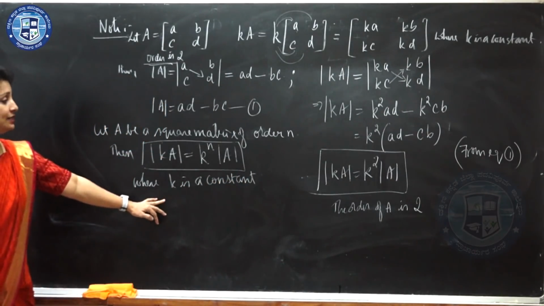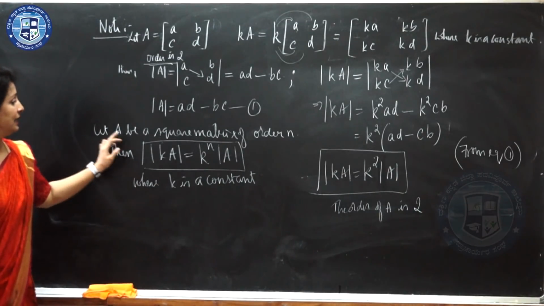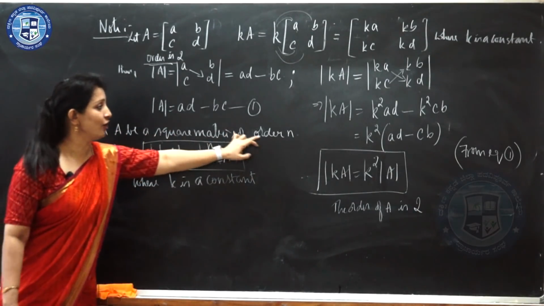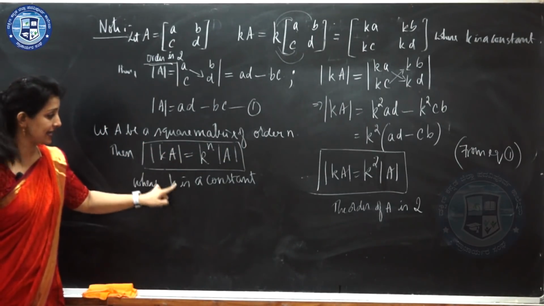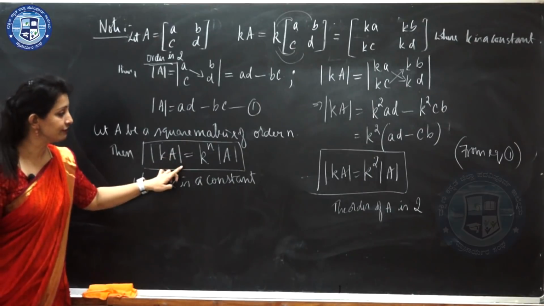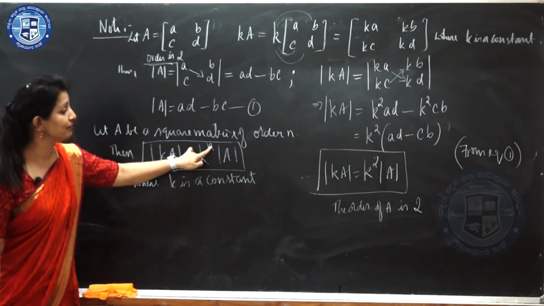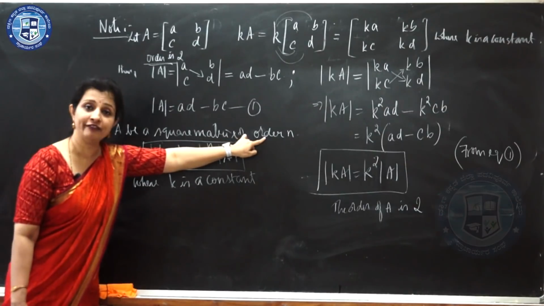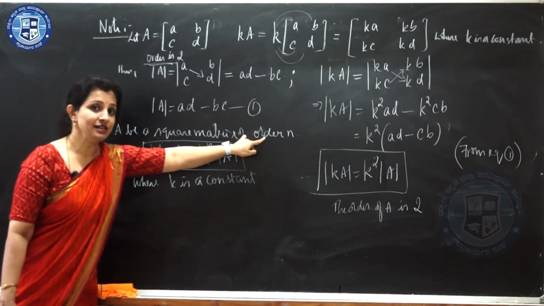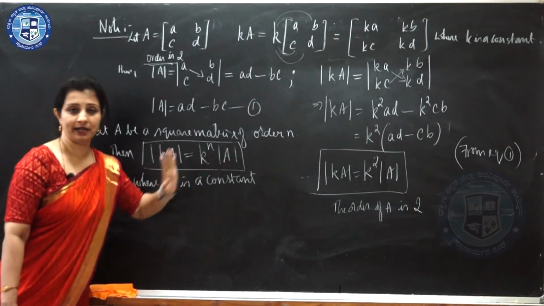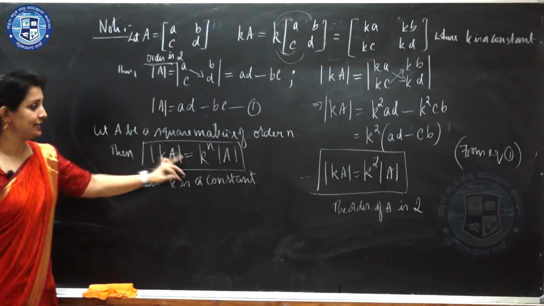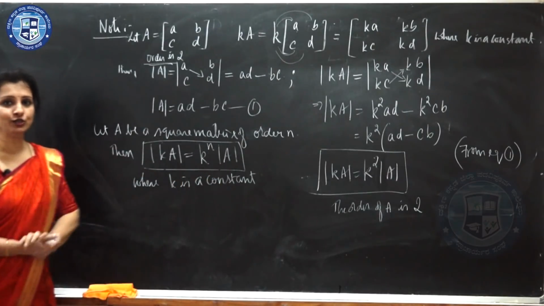So a very important result, students. Please make a note of this. Let A be a square matrix of order n, then determinant of KA, where K is a constant, is equal to K to the power n. What is n here? The order of the square matrix A. K to the power n into determinant A. Please make a note of this.